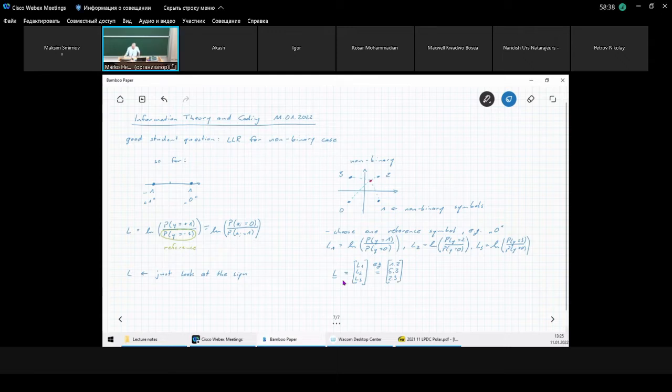So in our case, we could end up with a vector like this, and we would make the decision. Well, what is reasonable now, how to make the decision? We just look at the largest value, because that's the most likely. Largest value, most likely. And what was L2? Yeah, symbol 2 transmitted.